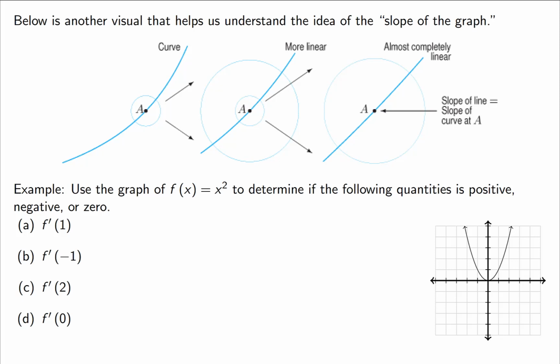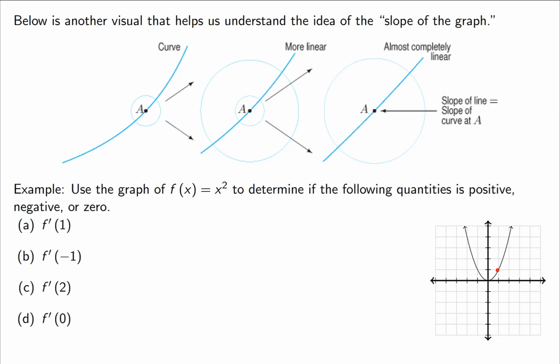Let's see if we can do some estimations. Use the graph of f of x equals x squared to determine if the following quantities are positive, negative, or 0. F prime of 1 is asking about the instantaneous rate of change at 1. The instantaneous rate of change at 1 is the same as the derivative, which is also the same as the slope of the graph or the slope of the tangent line. This might be a good time to highlight the similarities. All of these concepts are actually the same idea. Instantaneous rate of change, derivative, and slope. Specifically slope of the tangent line or the slope of the graph.